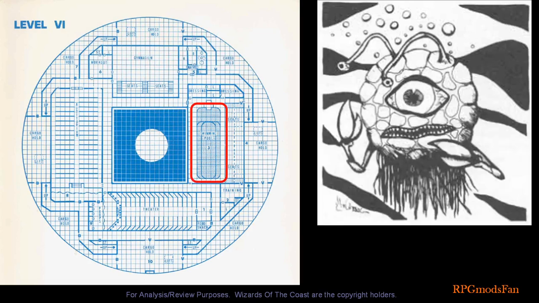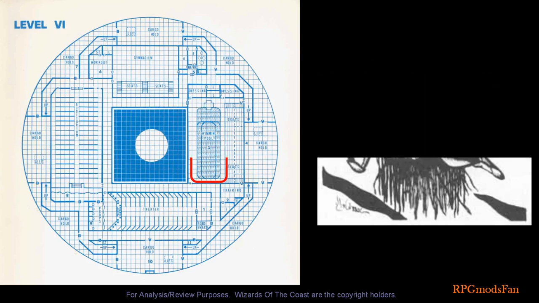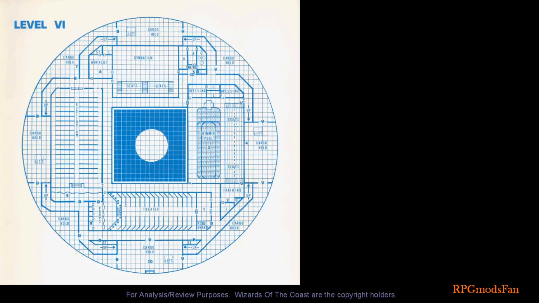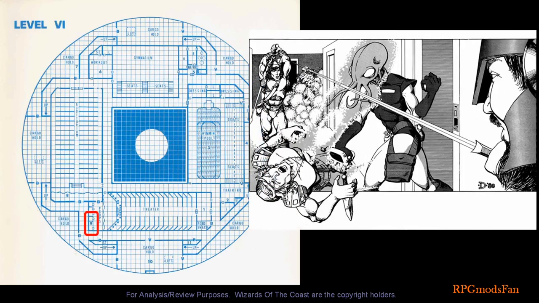Swimming around in the swimming pool is an eye of the deep. Compared to its kin, it is small and stunted, but it has adapted to living in fresh water. 90% of the time, a mind flayer will be in room number 9.